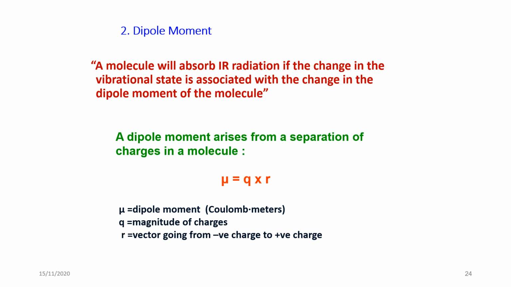The second rule is a molecule will absorb IR radiation if there is a change in the vibrational state associated with the change in the dipole moment of the molecule. The dipole moment arises from the separation of charge within a molecule. That is, dipole moment equals the magnitude of the charge and the vector change.